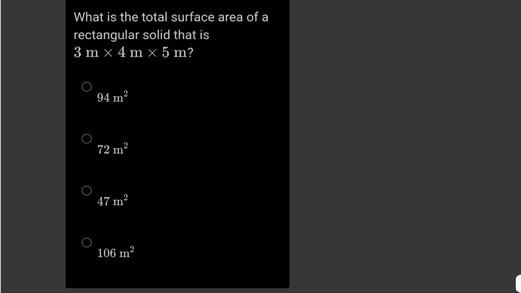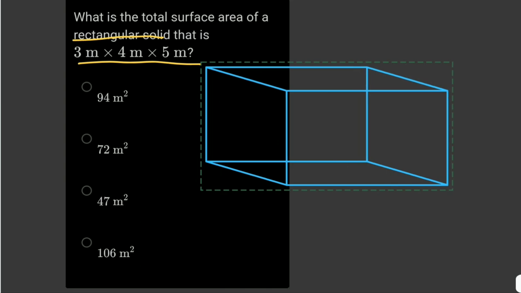What is the total surface area of a rectangular solid that is 3 meters by 4 meters by 5 meters? Let's say this is our rectangular solid.